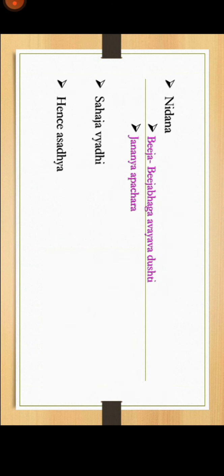Then coming to the nidana, in congenital myopia, nidana is bija and janani apachara. Bijabhaga avayava dushti and janani apachara. Then sahaja vyadhi, hence it is asadhya.